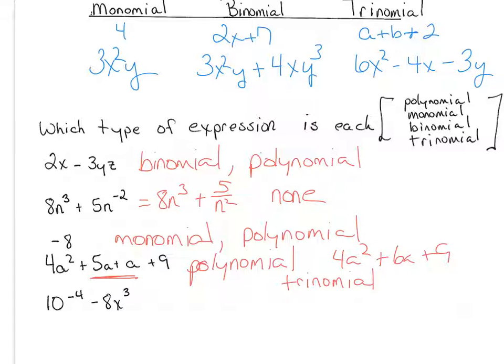What about the next one? What about this one? It's a binomial. Binomial? Why is this one different than this one? Because there's no variable where the negative exponent is. Good. No negative exponent with a variable base. A binomial and a polynomial.